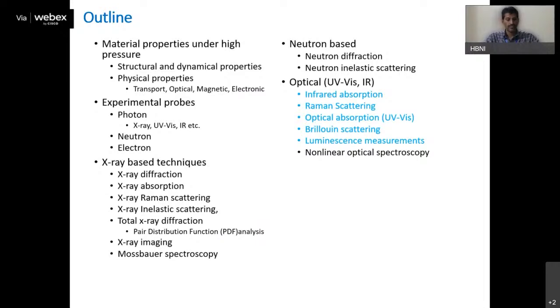In the last lectures, we studied how we can investigate the material under pressure using X-ray techniques, particularly X-ray reflection, X-ray absorption, and X-ray Raman scattering. In today's lecture, we will be learning how we can use optical techniques to investigate material under high pressure. We will study infrared absorption, Raman scattering, optical absorption, and Brillouin scattering, and probably luminescence we will skip in this lecture.